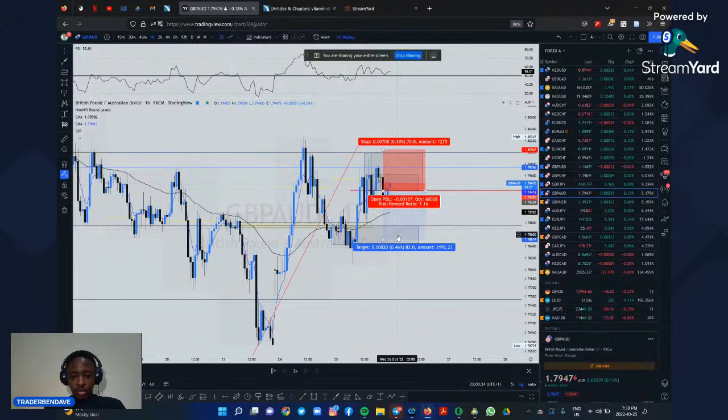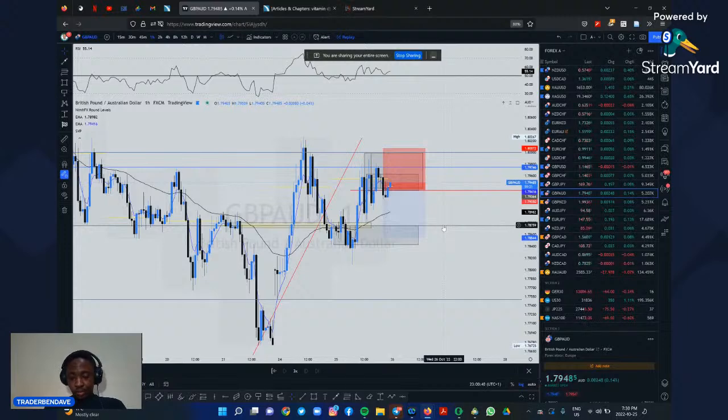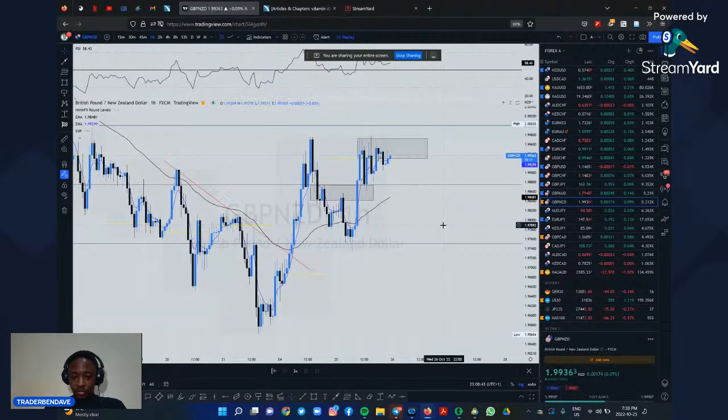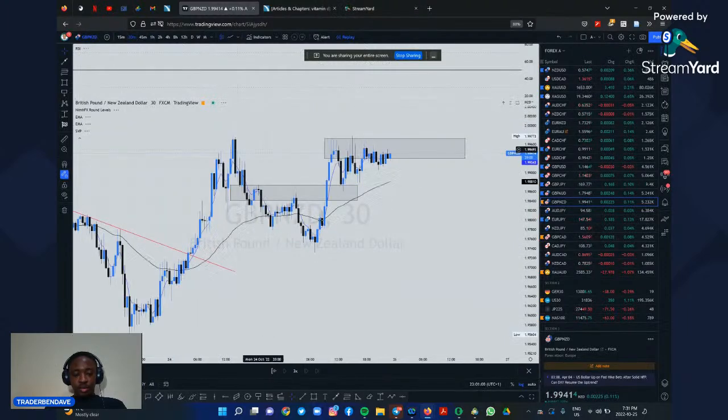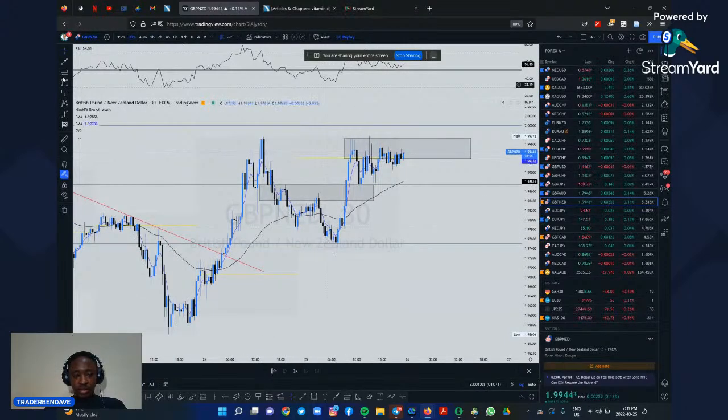Inside this zone here, 1.7600. Yep. GBP NZD also has a very similar structure here. If GBP AUD drops, GBP NZD will also drop mostly back to this level here. But I'm not on GBP NZD. So for GBP NZD, I'll be waiting for potential buys around here for the New York session tomorrow. Something like this.